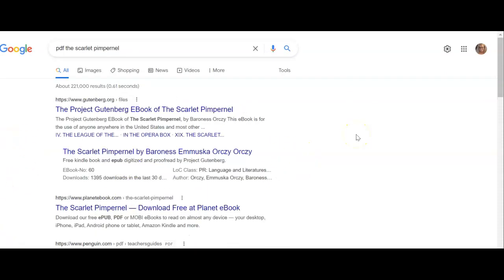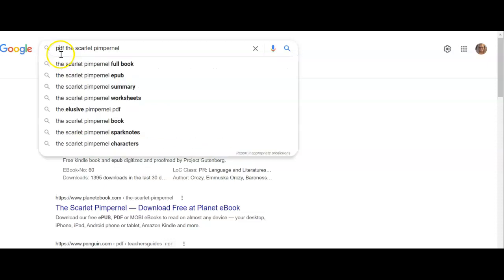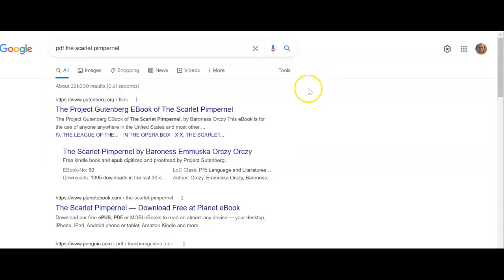The more challenging titles to find is something like The Scarlet Pimpernel. And I have found that if I type in the magical letters PDF, I am very likely to find that title. And there it is in my favorite of all of the free download sites, Gutenberg. So there it is. And I can find several other copies of it here.